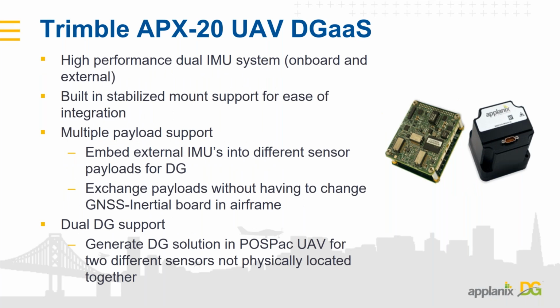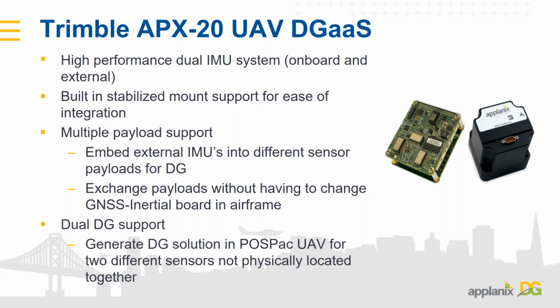And then at the top end of our configuration is something called our APX-20. In this case, we're using a very, very high-end IMU. Basically, this has come out of our manned airborne industry, and we combine that with the APX-15 board set. The GNSS is essentially the same as the other configurations, but the IMU is different. And what this allows us to do is fly higher and still get that same degree of accuracy.